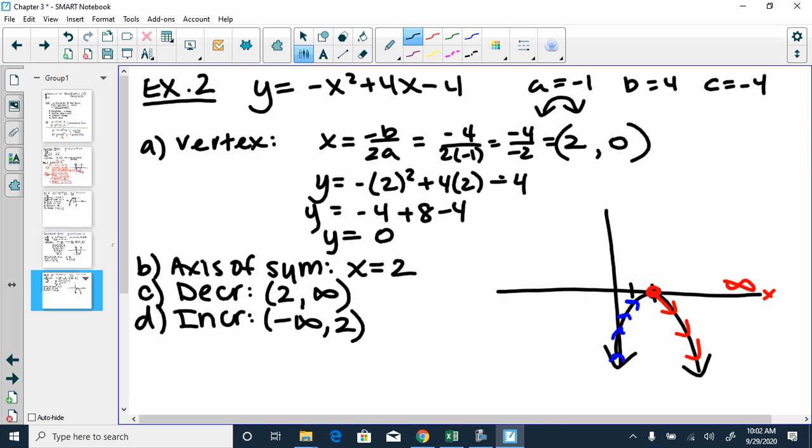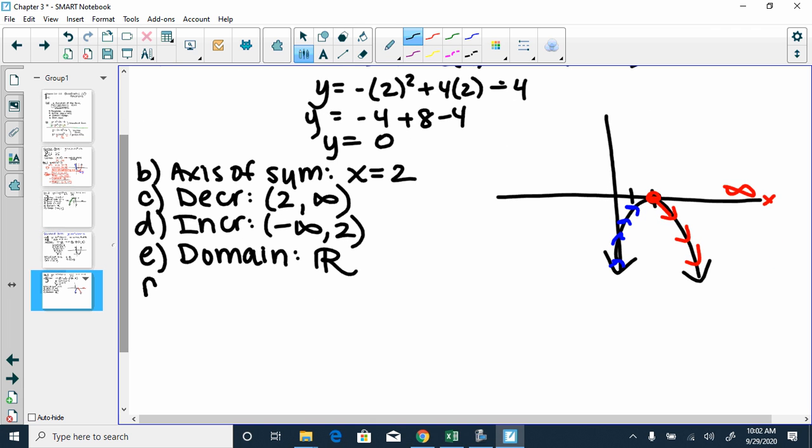Okay. Domain, I never miss domain. Domain is all real numbers. That will never ever change for any quadratic function. And F is the range. So how low does this graph go to how high does this graph go? This graph goes so low, goes to negative infinity. How high does it go? Be careful, it's not 2. Remember, you're using the y here now. So how high does this graph go? It does just go up into 0.